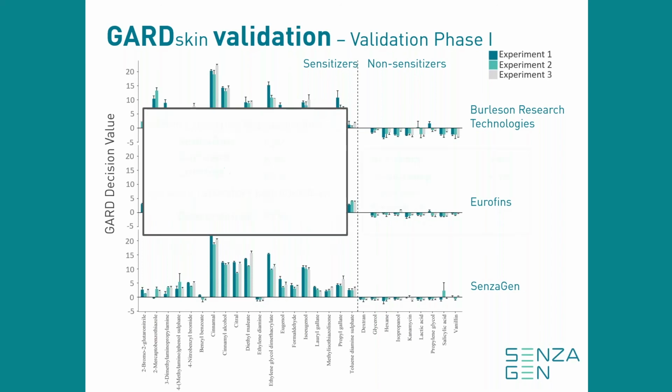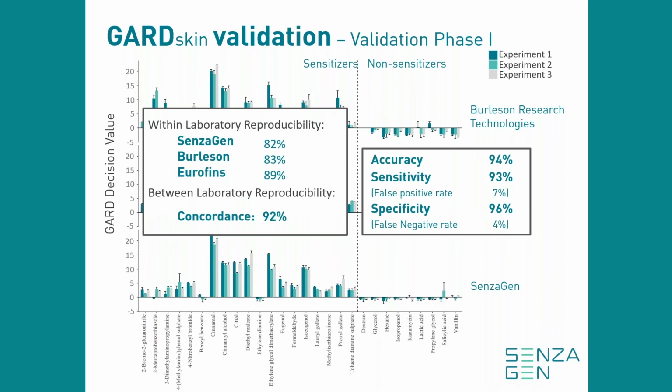So if we put this in numbers, we see a between-laboratory reproducibility of 92% and an accuracy of 94%. That is very well balanced between the sensitivity of the assay and the specificity of the assay, which is quite unique for current in vitro tests that are available. Just to briefly remind you again, this is all performed on completely blinded data.